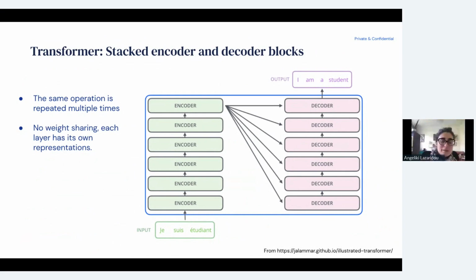However, note that there is no weight sharing here across the layers, and each layer has its own set of weights, which allows the transformer to have very big expressivity. And the same holds for the decoder as well.